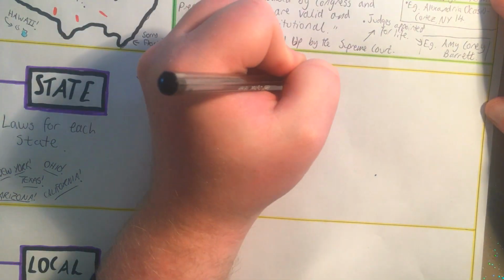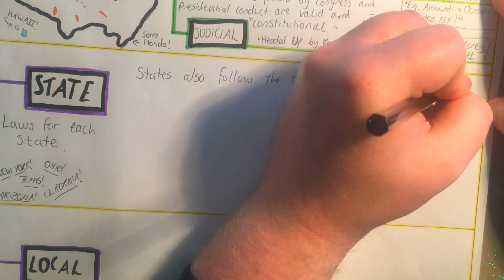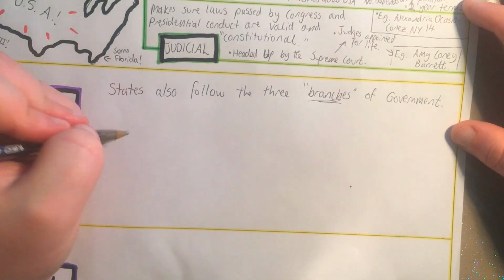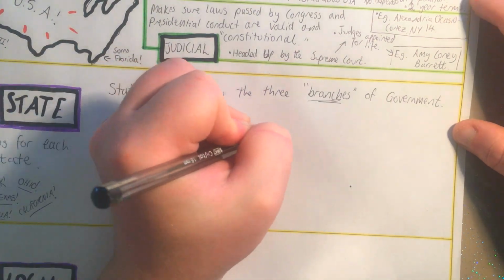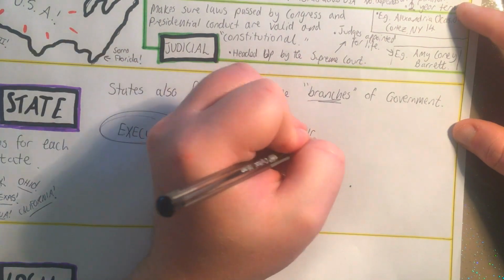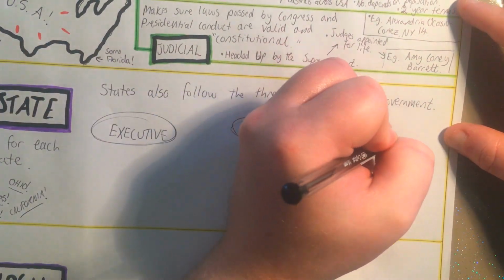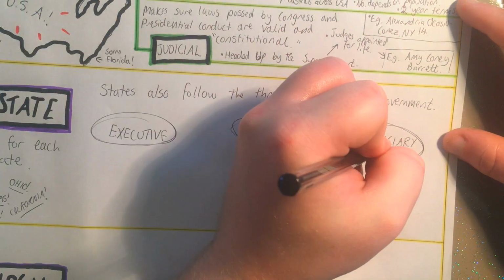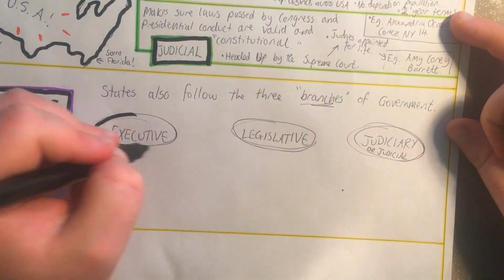And states also follow the 3 branches of government. So the state has its own executive, its own legislative, and its own judiciary or judicial branch. So judicial or judiciary branch for the state as well. The executive, they run the state, and it's typically headed up by a governor, who is kind of the chief executive for a state.